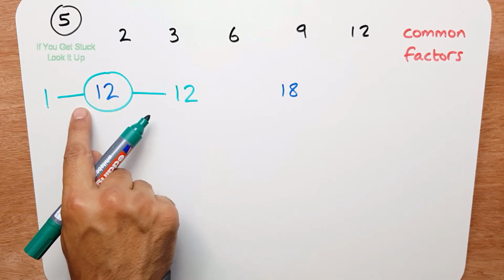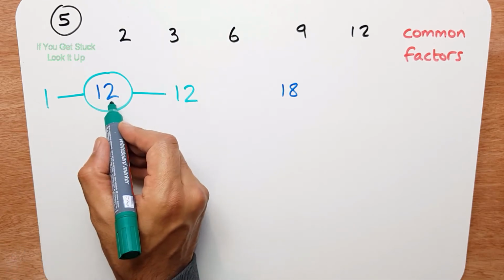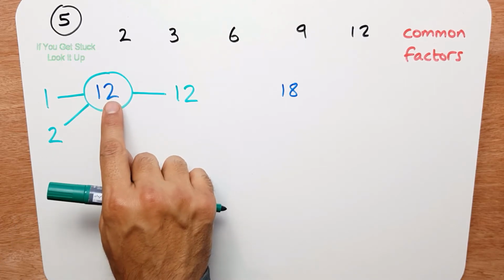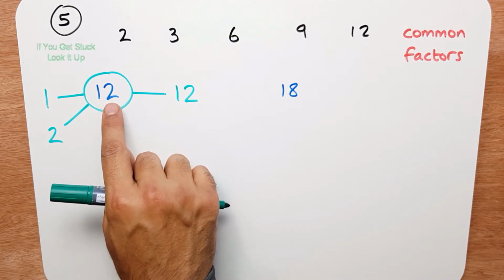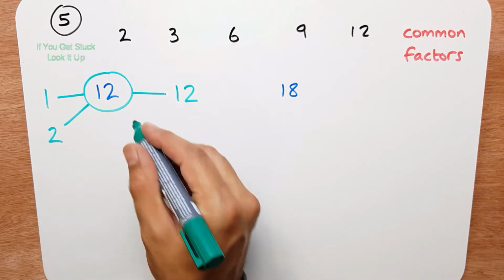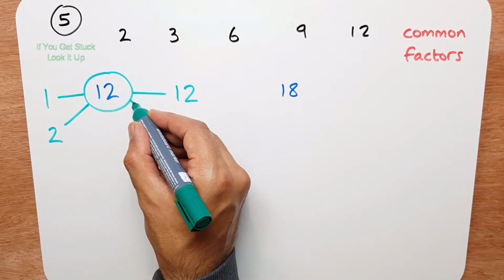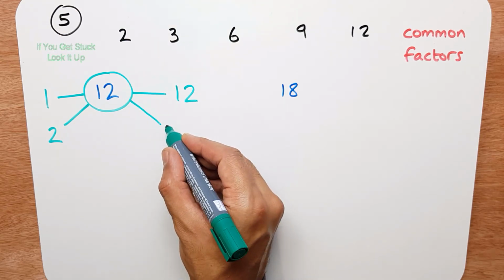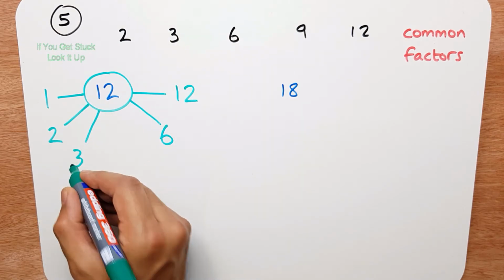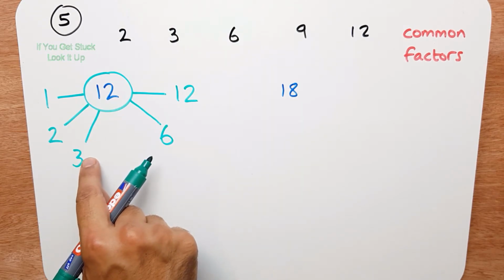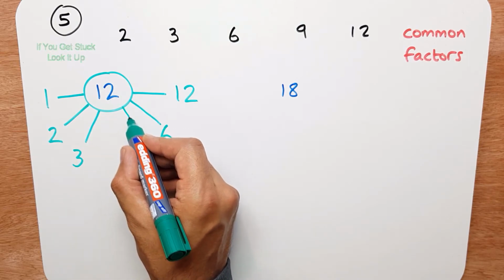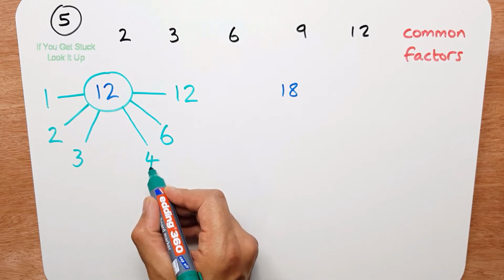Right, what I need to do now is go to the next number. I know this is even, so 2 is a factor. How many 2's are there in 12? Another way of looking at that is 12 divided by 2, or half of 12, and it's 6. So on the other side, I put the number 6. 12 divided by 3 is 4. So on the opposite side, I'll put the number 4.